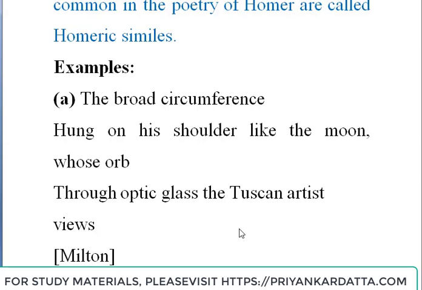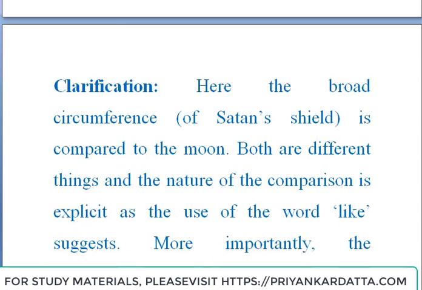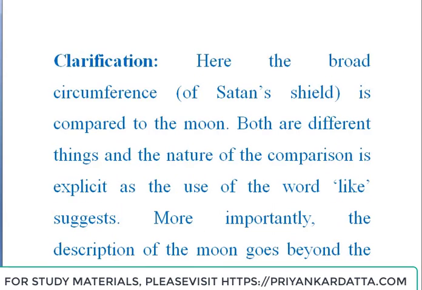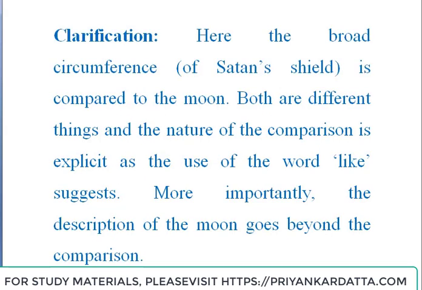So here I have given an example. I have obviously culled an extract from Milton's poem Paradise Lost, Book 1. I am reading out the extract at first. The broad circumference hung on his shoulder like the moon, whose orb through optic glass the Tuscan artist views. So if you are told to explain this epic simile, you will have to write in this way.